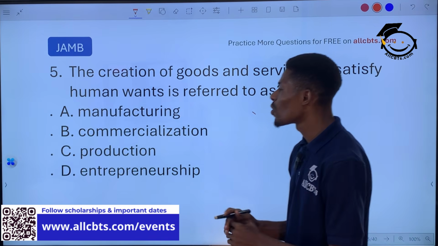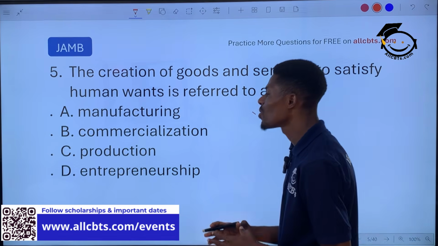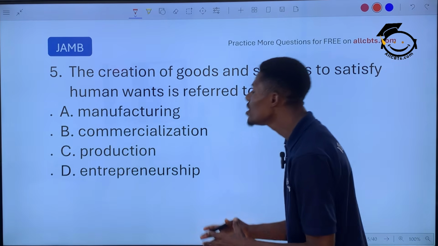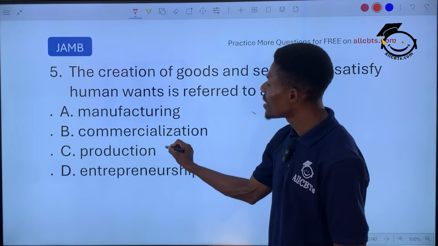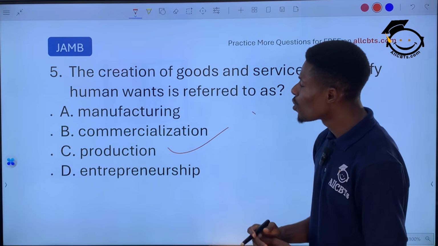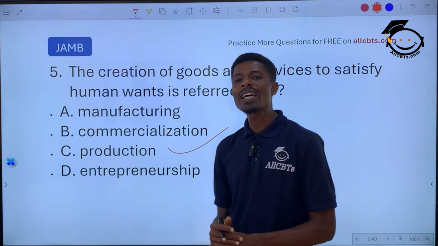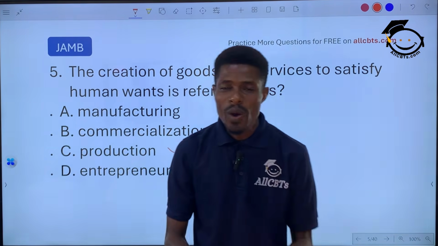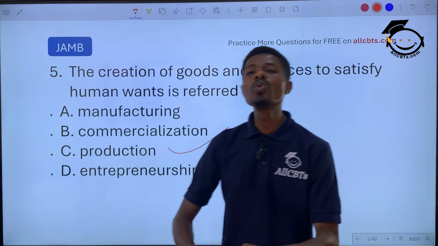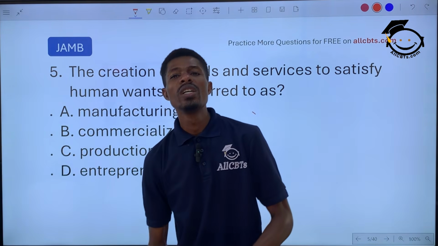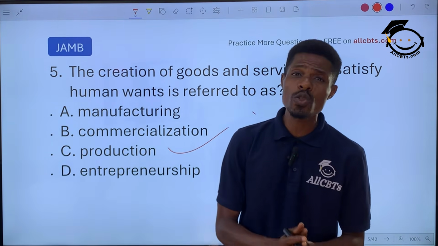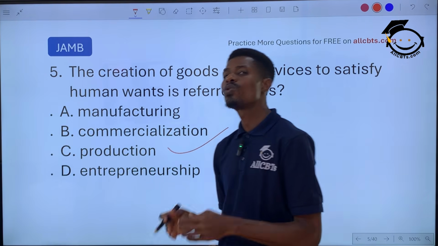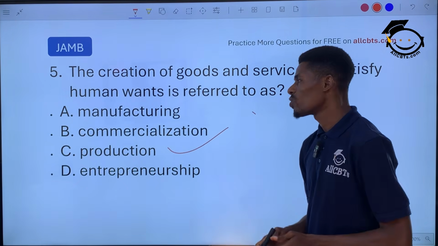A, manufacture. B, commercialization. C, production. D, entrepreneurship. Our correct answer is option C, production. Why? Production can be defined as the transformation of goods when they are in raw state into semi or finished products to meet the needs of customers or consumers. To meet the needs of customers and consumers.